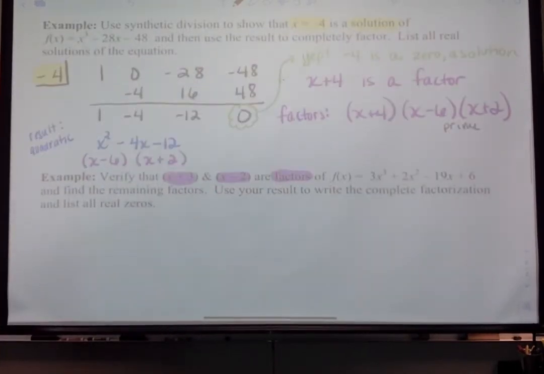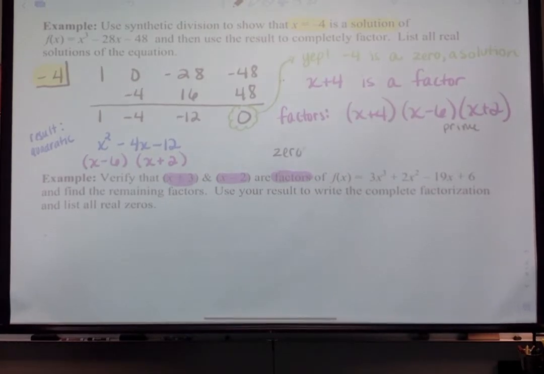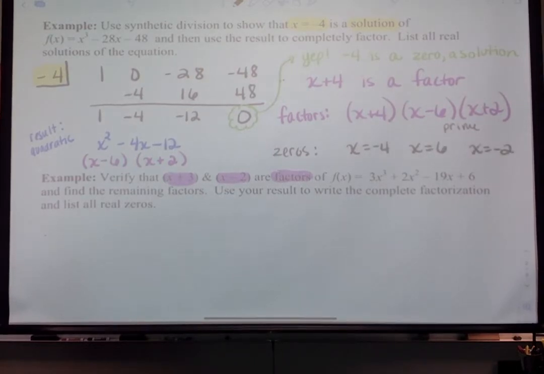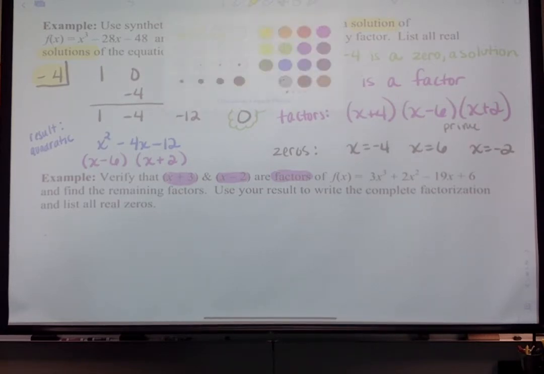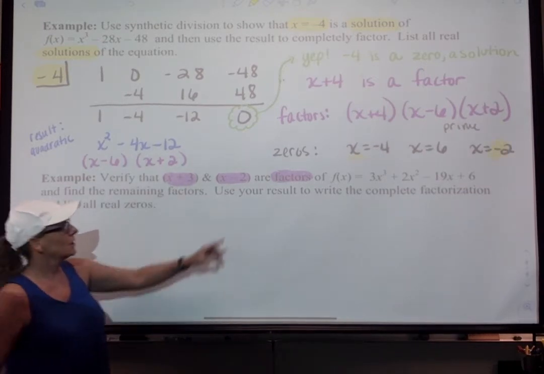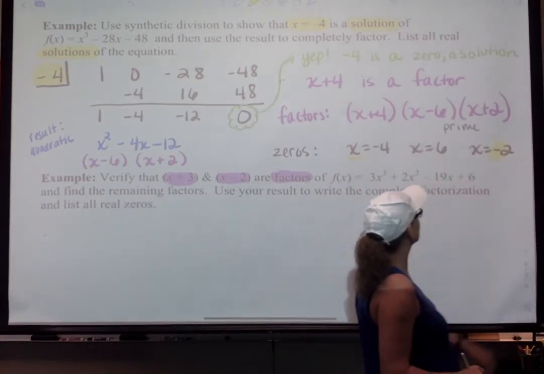And then it said, now list all the zeros. That's easy. My zeros are x equals negative 4, x equals positive 6, and x equals negative 2. Solution. Come on. Work with me. What's going on? Well, it's not highlighting. Bummer. I tried to highlight these yellow and it's just not working. Those are solutions.